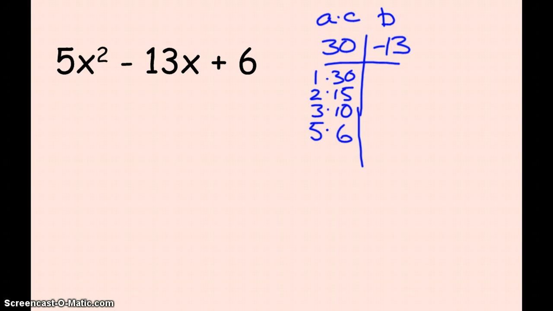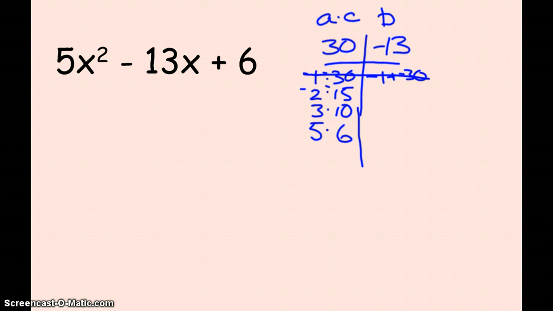Now I'm going to look, and I see I have to get it to equal negative 13. So my AC, my product, has to be positive 30, while the sum is negative 13. That tells me I'm going to need to have both of my factors be negative. So I look at it, negative 1, negative 30. Negative 1 plus negative 30, that's not going to work, right? That's going to be negative 31.